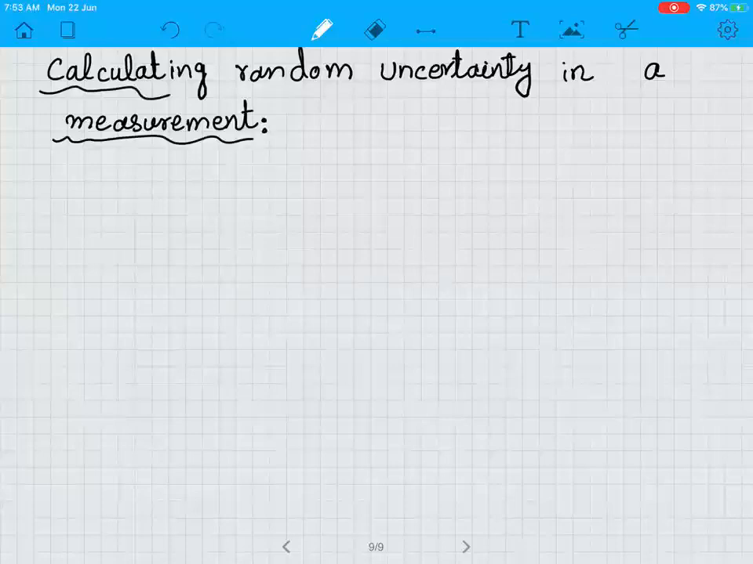Up till now, we have seen two things: calculating systematic uncertainty and random uncertainty in the data values. Now, for the calculation of systematic uncertainty, you need the actual value. Without having the actual value, you cannot calculate the systematic uncertainty. However, the random uncertainty can be calculated even if the actual value is missing. So this is the topic for today, and we'll start the calculation of random uncertainty in a measurement tomorrow, inshallah.